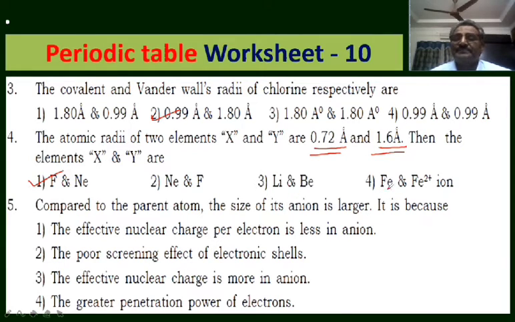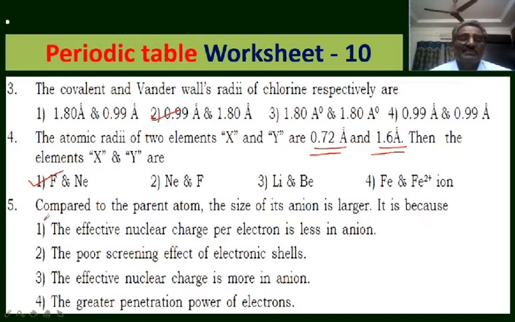Here also iron and Fe2 plus. Fe2 plus ion is smaller in size compared to Fe. So the second value should be less than the first value, but this order is in the reverse order. So the only possible value is fluorine and neon, that is first option is the right option.